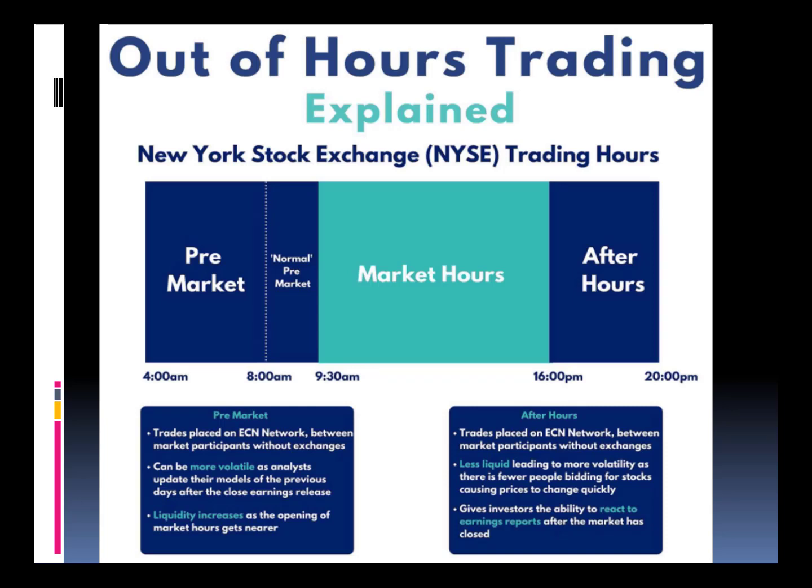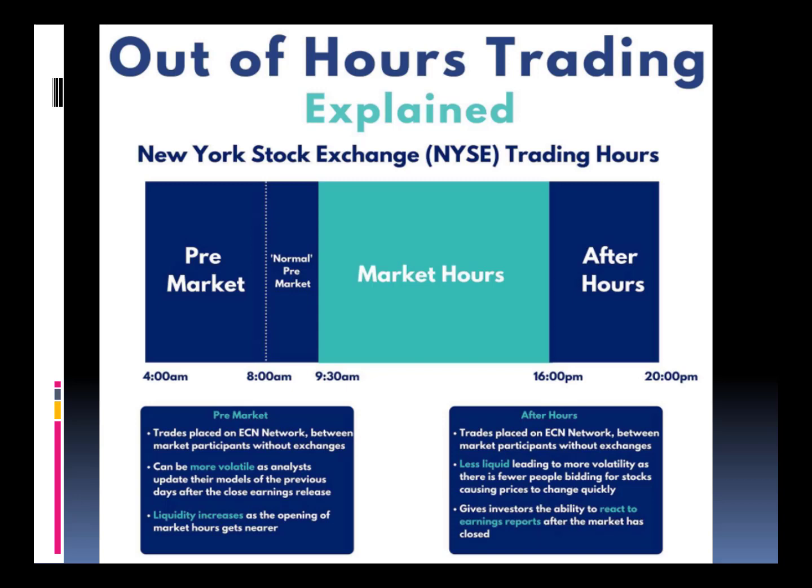Then also important to know are the trading hours. Out of hours trading we need to explain. This is just an example on the New York Stock Exchange and on American hours. So for example, between 4 a.m. and 8 a.m. we have what we call the pre-market. Then between 8 a.m. and 9:30 a.m. we have the normal pre-market. Then the market hours: the stock opens at 9:30 a.m. until 4. And then between 4 and 8 p.m. we have the after hours. Between 8 p.m. and 4 a.m. all stock exchanges are actually closed.